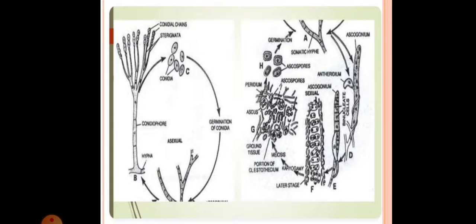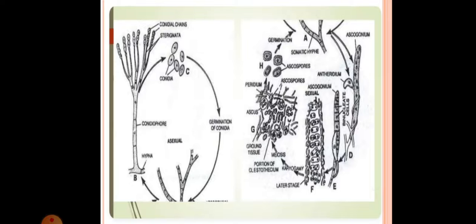Then next, here you can see the life cycle of this Penicillium. So here you can see the asexual reproduction of Penicillium, and here it is the sexual reproduction of Penicillium. Here you can see the conidia are produced from the sterigmata or the conidiophore, and then these conidia germinate to produce a new Penicillium and produce new conidia. So this life cycle goes on continuously. So this is the asexual reproduction. The next one is the sexual reproduction.